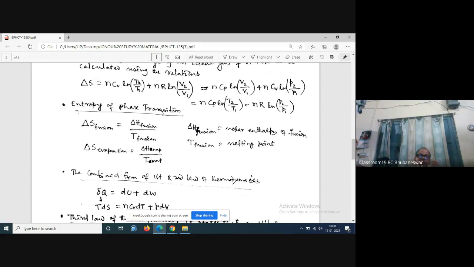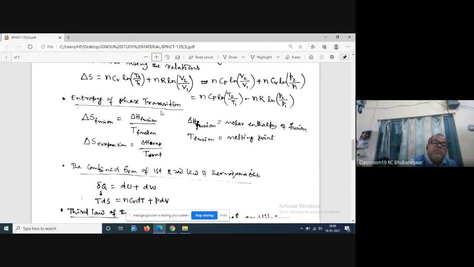Similarly, delta S evaporation equals delta H vaporization divided by T vaporization. Delta H vaporization is the molar enthalpy of vaporization, and T vaporization is the boiling point.